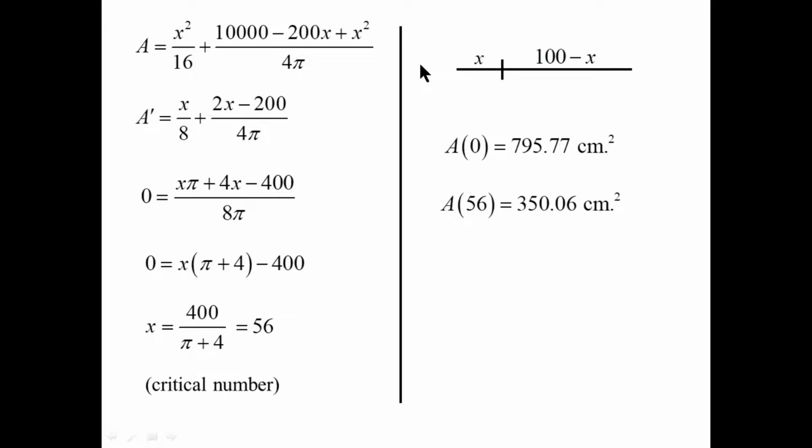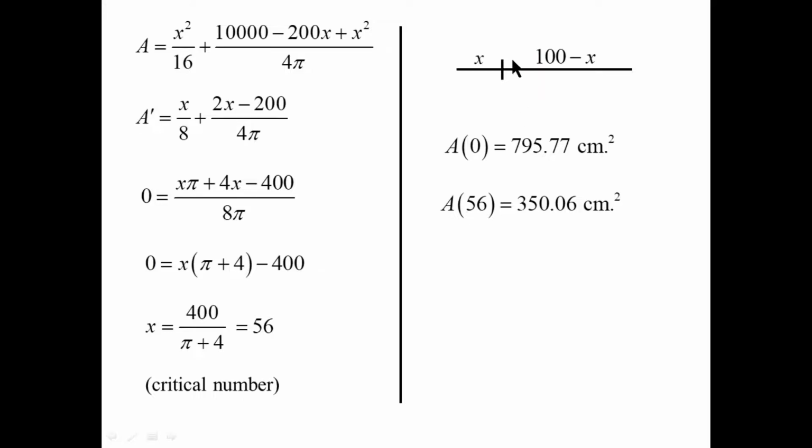A of the critical number, again plugging in this 56 into the area expression and doing the math, I got 350.06 square centimeters. And finally, the other endpoint, because remember we have to evaluate the boundaries. I said A of 0, in other words x is 0, and so the cut is right at the very end. And so we're using it all for a circle.